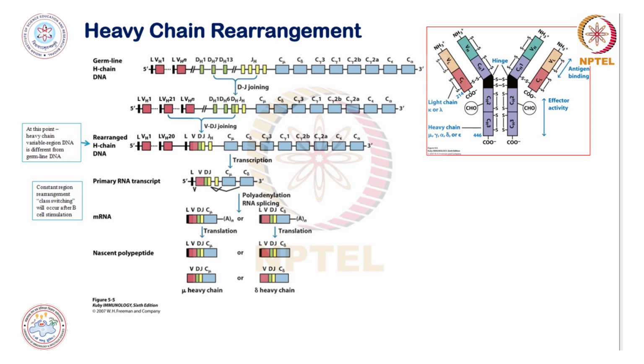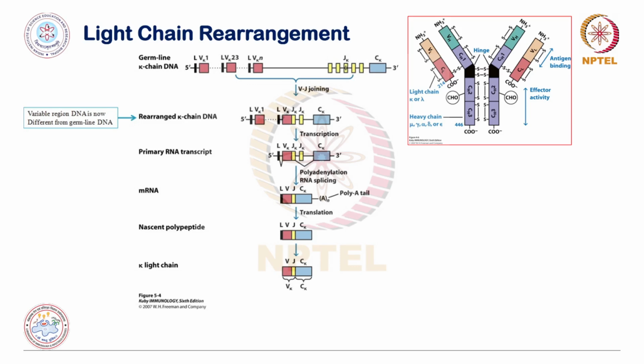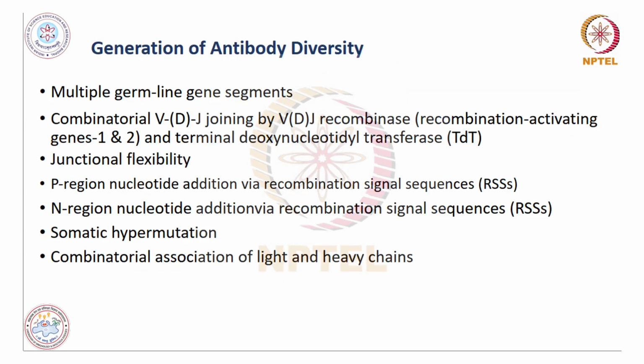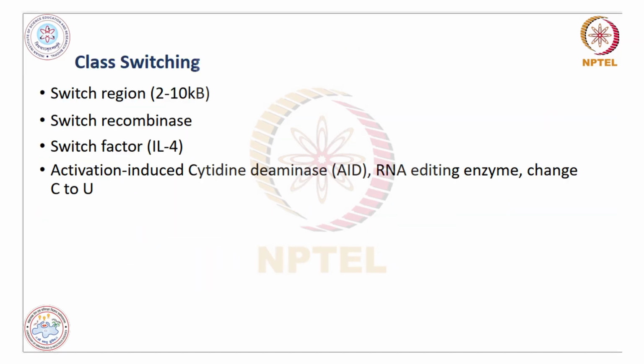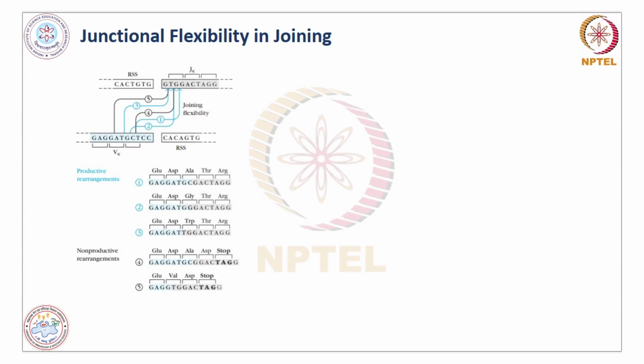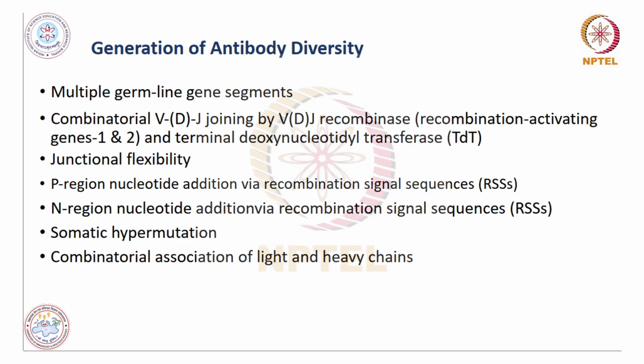So there is a rearrangement of the heavy chain and the light chain, and there is a generation of antibody diversity by the VDJ joining, recombination and rearrangement. So I will just quickly summarize what is happening here. I will give you the brief concept and the overview of what is happening and why it is happening. I will not go into the detail.